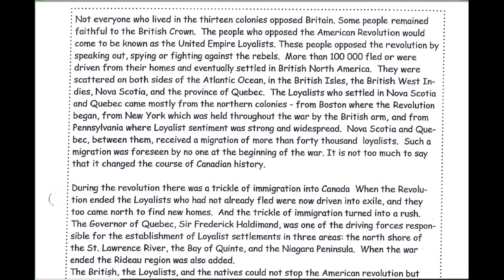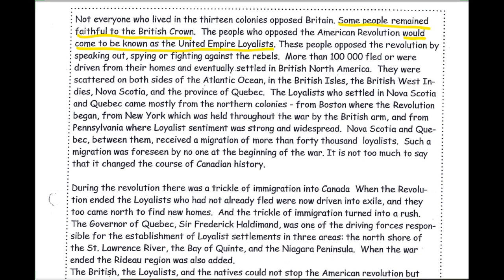All right, here we go. Not everyone who lived in the 13 colonies opposed Britain. Some people remained faithful to the British Crown. So we're going to highlight that. Some people remained faithful to the British Crown. The people who opposed the American government would come to be known as United Empire Loyalists. Loyalists would come to be known as United Empire Loyalists.